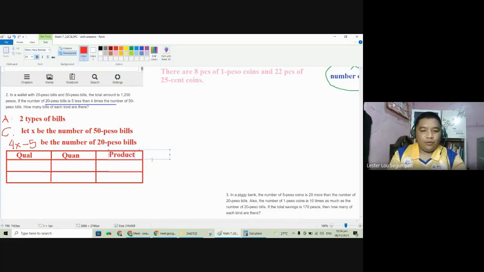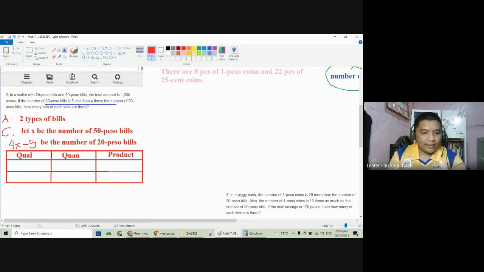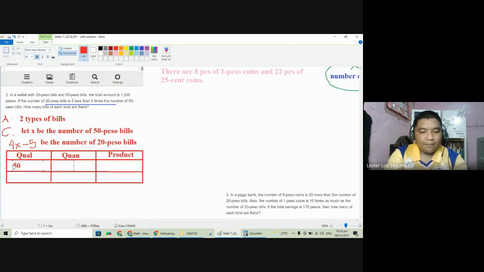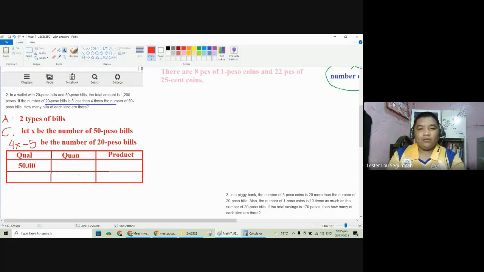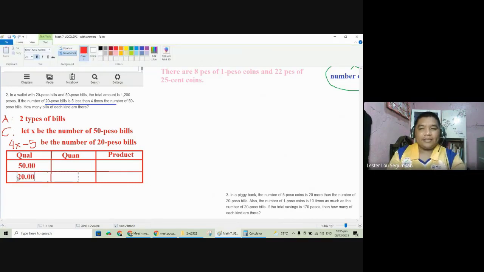By the way, if you will start with quantity here and quality for the next column, it's just the same because when we talk about product multiplication, it's commutative. Whichever comes first, it will result in the same value. But let's just start with quality. So I have here 50 peso in terms of value. So you have 50.00. I do understand that there might be no need for decimal places here, but let me just place it like that so that I could emphasize that this is all about money. And I have here 20 peso bills.